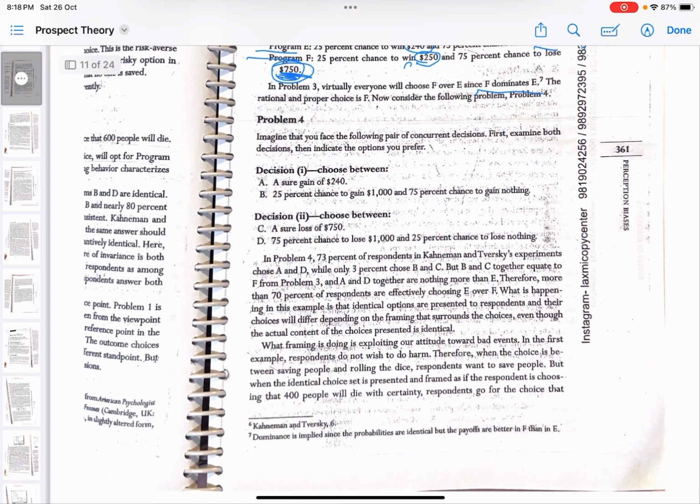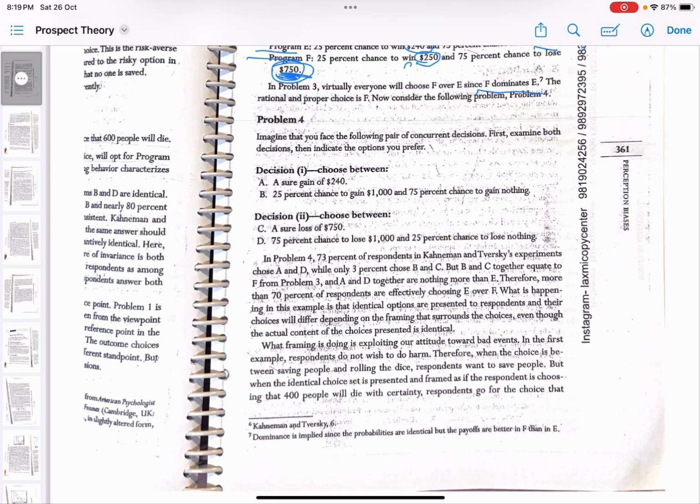Problem 4. Imagine that you face the following pair of concurrent decisions. First, examine both decisions and indicate the options you prefer. Choose between a sure gain of $240, or a 25% chance to gain 1000 and a 75% chance to gain nothing. A sure loss of 750, or a 75% chance to lose 1000 and a 25% chance to lose nothing.